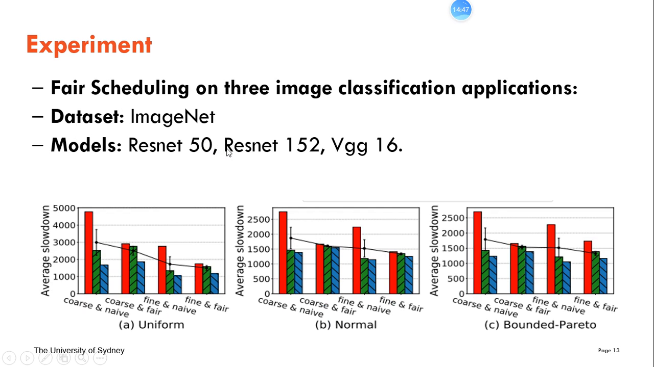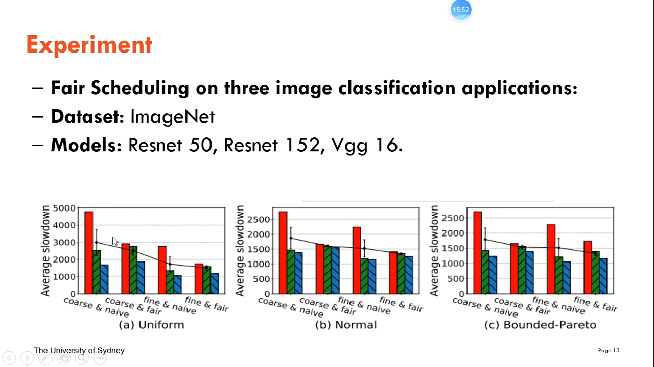Next, we present the experiment on fair scheduling. This time we run 3 applications simultaneously on the server. The models are the same as what we presented in the last experiment, and the dataset is also the same. We can see from the graphs below, the incoming pattern of the queries is uniform, normal, and bounded Pareto. We combine the batching mechanism and scheduling mechanism, namely the coarse-grained batching with naive scheduling, the coarse-grained batching together with fair scheduling, the fine-grained batching together with naive scheduling, and the fine-grained batching together with the fair scheduling here.